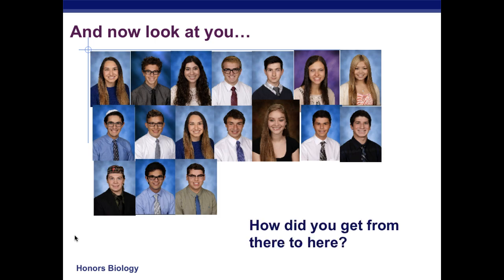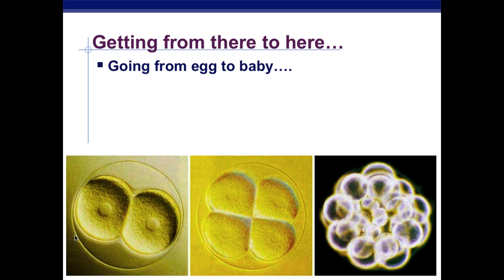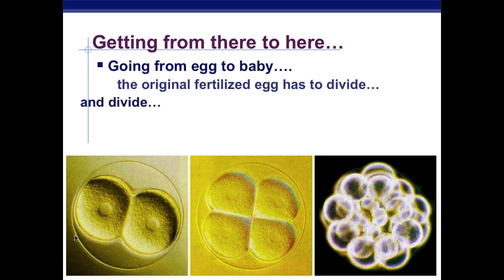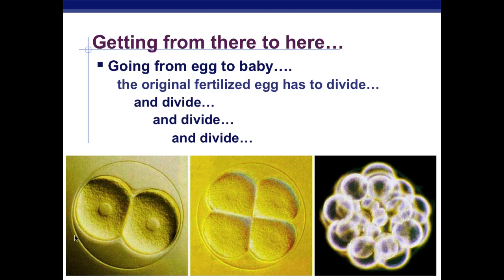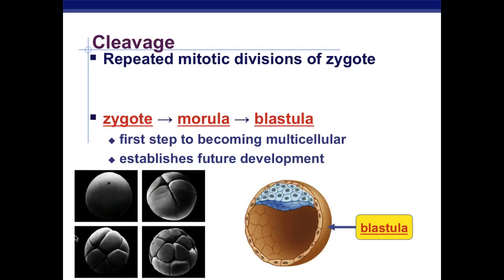So how did you get from there to here? And we're going to talk about that a little further. So getting from there to here, you're going from an egg to a baby. The original fertilized egg has to divide and divide and divide and divide. So there is cleavage. It is the repeated mitotic divisions of the zygote.